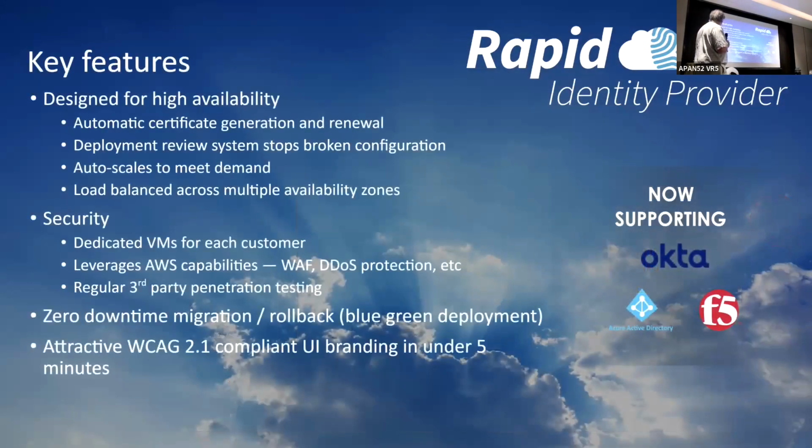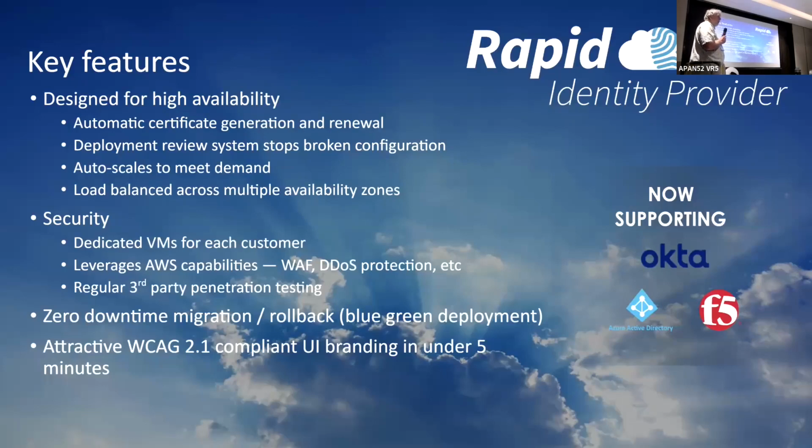Key features: designed for high availability, so it's got auto scaling, all that sort of magic. Deployment review system, so it stops deploying a new version of something if the configuration is broken. Auto scales, load balanced, security stuff. Dedicated VM per customer. I think we're going to move that away once we start moving into Kubernetes, so it'll be more a pod-based thing. At the moment, it's a dedicated VM. It's utilising some of the AWS capabilities, WAF and DDoS protection, all that sort of magic. And I think we are continually ramping up that protection around the IDP.